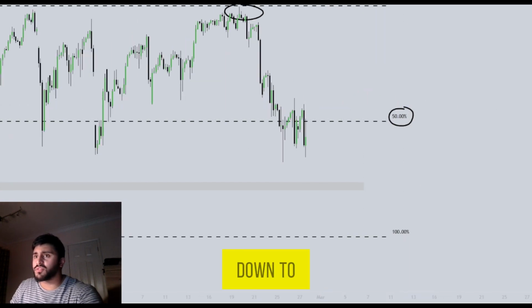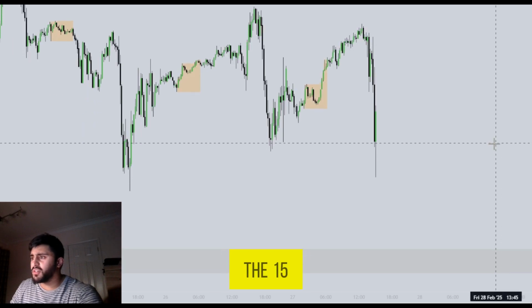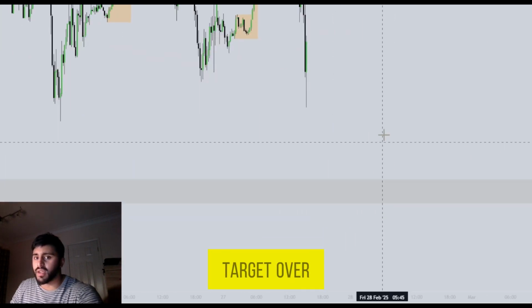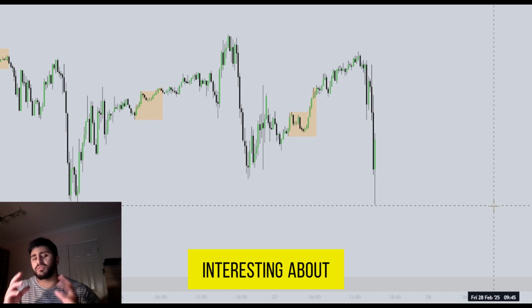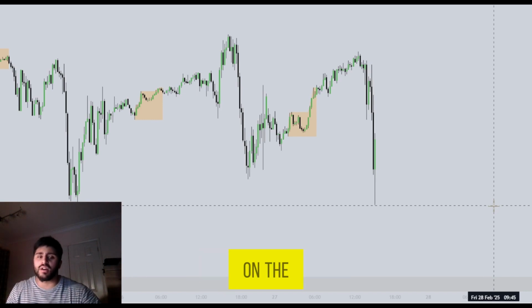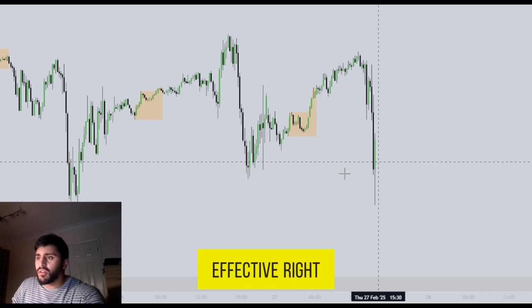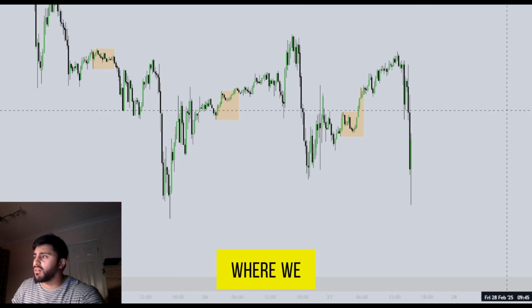Now from here, when we go down to the 15-minute time frame, of course, we had our overall target over here. But what was interesting about this trade is that even though our narrative on the higher time frame was bearish, our higher time frame bias was bearish, this was actually a really good sell trade. And I'm going to break down why this sell trade was so effective. It all comes from understanding where we are in terms of price.